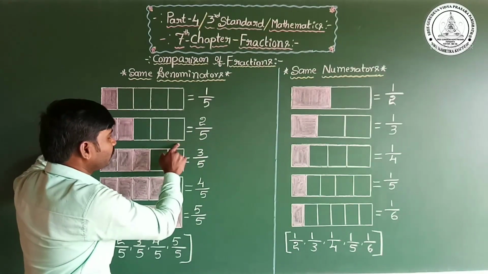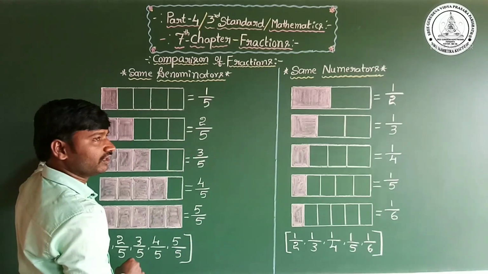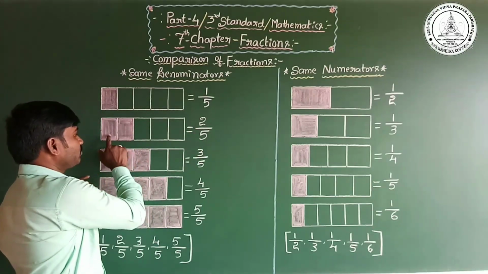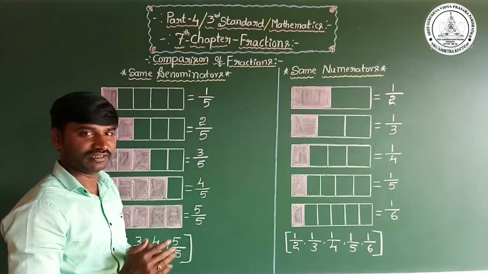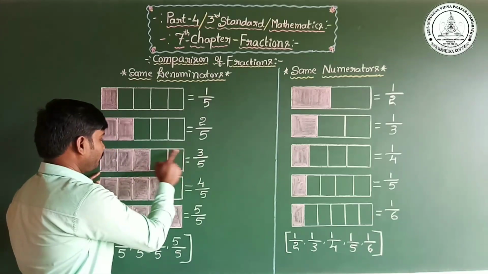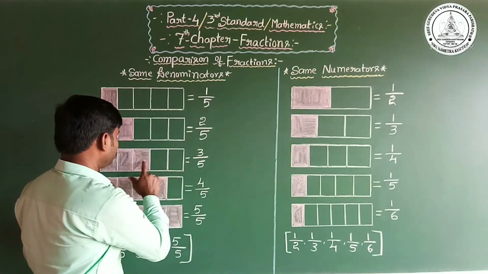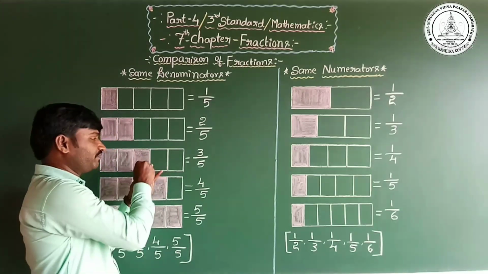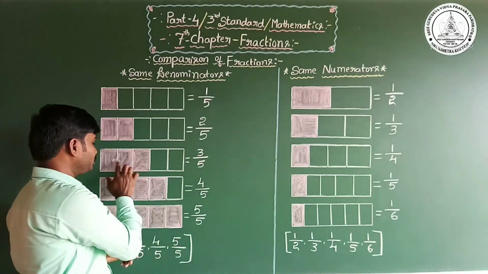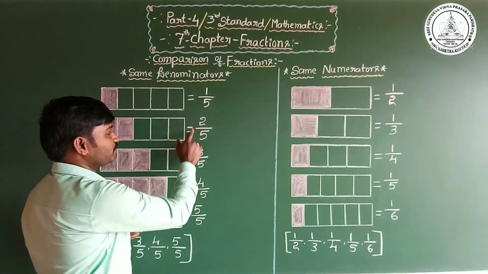Here in this rectangular figure also we have divided into 5 parts: 1, 2, 3, 4, 5. Out of these 5 parts, 2 parts are shaded. Observe, 1 and 2 parts are shaded. Clear? Next, observe the third figure. This rectangle is also divided into 5 equal parts: 1, 2, 3, 4, 5. Out of 5, 3 parts are shaded. This we call 3 by 5, and this is 2 by 5.